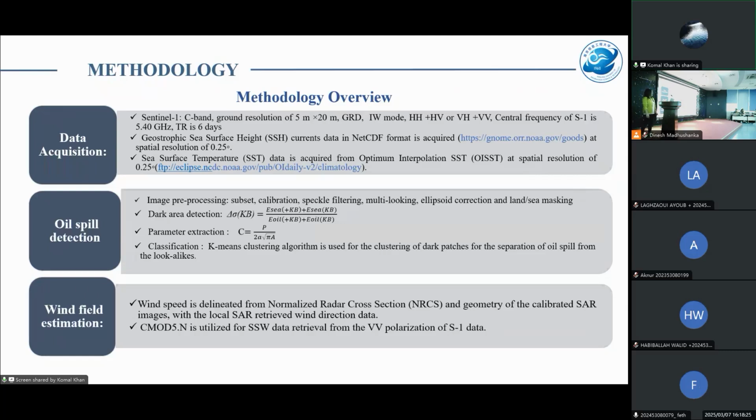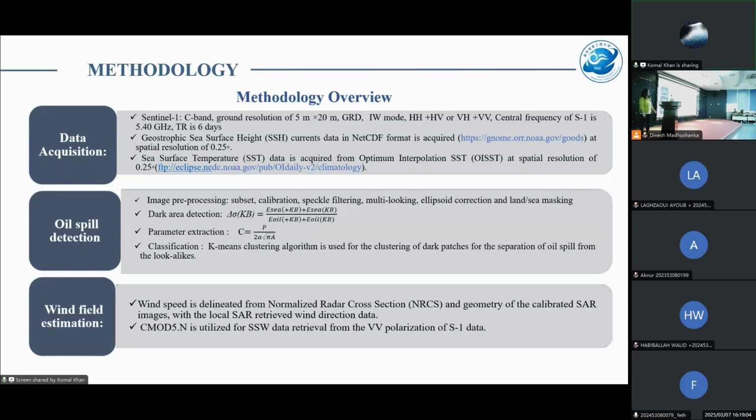Its revisit time, or temporal resolution, is 6 days. Along with that, I've utilized sea surface height data that comes in NetCDF format at 0.25 degree resolution, and sea surface temperature data, also in NetCDF format with 0.25 degree resolution. All of these datasets can be downloaded free of cost from the given websites.